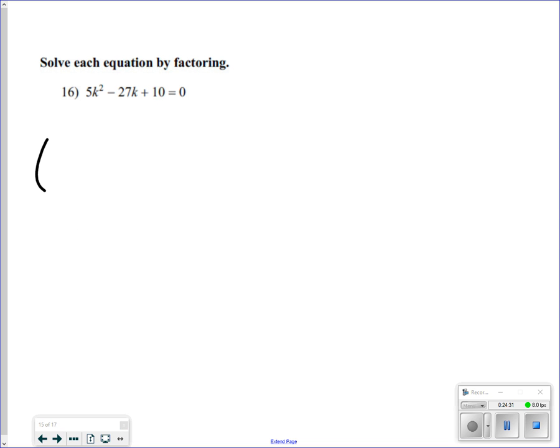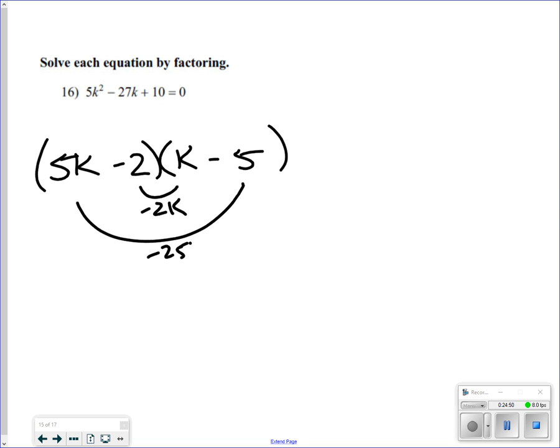Guess and check. 5k and 1k are factors of 5k squared. And then factors of 10, and remember, always keep your eye on the middle. So negative 2 times negative 5 would be an example that multiplies to be 10. When I check the inner and I check the outer, it adds up to the middle. Doing this the other way now, doing it by grouping.